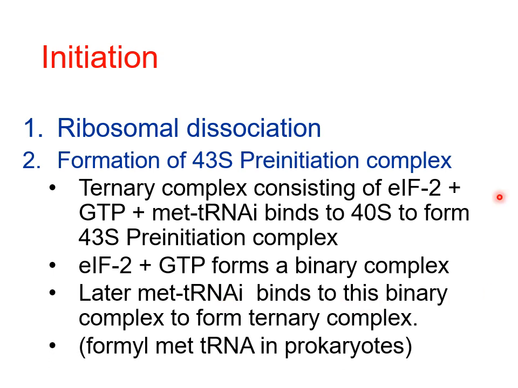Now, the difference here between the prokaryotic and eukaryotic step is in the first step of this binding of the methionine tRNA. In case of prokaryotes, instead of methionine tRNA, it is formyl methionine tRNA. That is, once the methionine tRNA has been formed in the prokaryotes, it undergoes addition of a formyl group from tetrahydrofolate with the help of a formyl transferase enzyme. Whereas in the eukaryotes, it is only methionine tRNA.